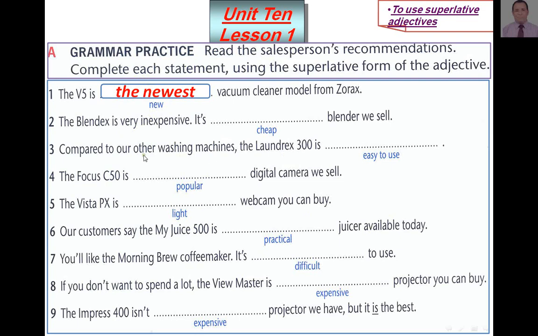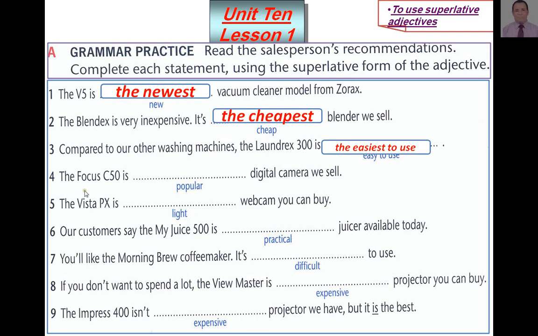That's fine, guys. The next one, the Blendix is the very inexpensive, cheap blender we sell. Cheap, is it a long adjective or short adjective? Of course this is short because it has just one syllable, so we should use what? Good, the plus est. Yeah, so the cheapest. Let's go to the next one. Compared to our other washing machines, the Laundrix 300 is easy to use. Easy, also here, we consider it a short adjective, but remember easy ends with what? Y. Very good. So we should drop y and add what? I-E-S-T. Very good. So it should be like this. I say the easiest to use.